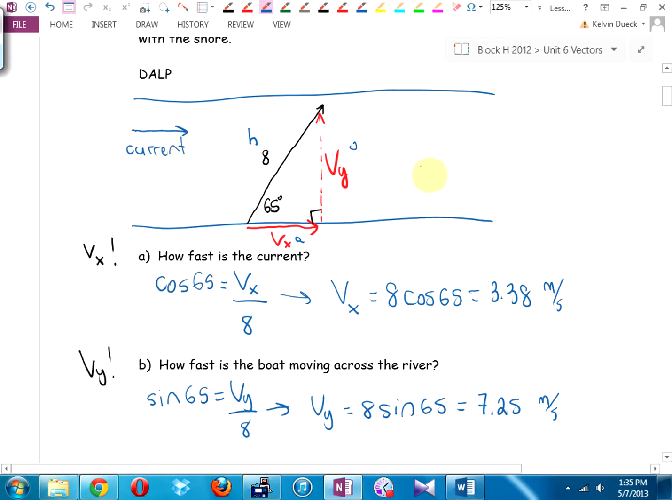Okay. So, yes, this person is traveling at 8 meters per second at an angle of 65 degrees with respect to the shore, or they're traveling 3.38 meters per second to the right, say east, and 7.25 meters per second north. Same thing at the same time.